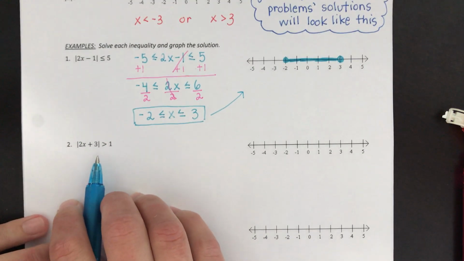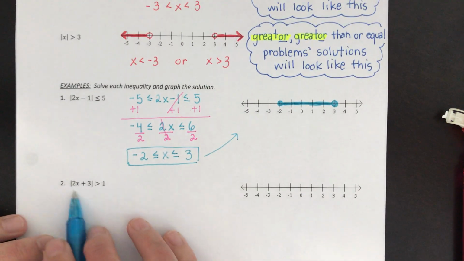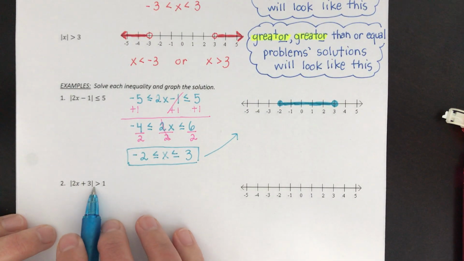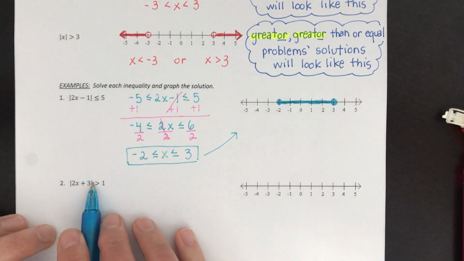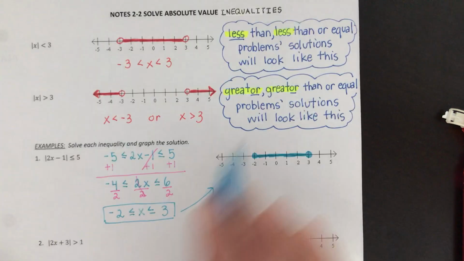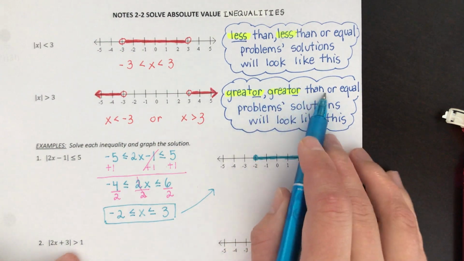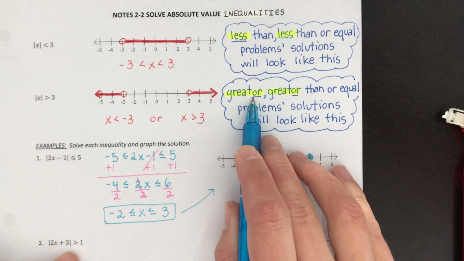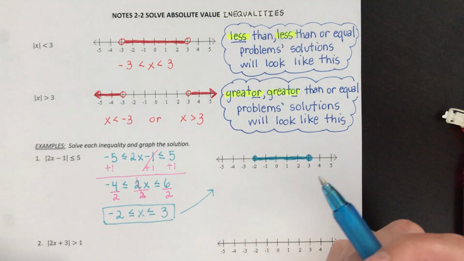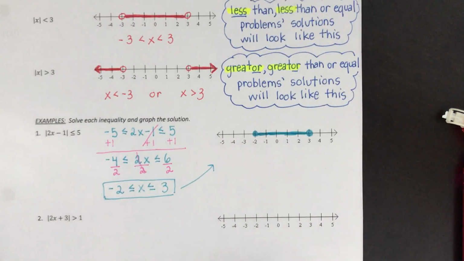Okay, so on number 2, the absolute value bars are isolated, yes. Okay, nothing in front, nothing in back. Absolute value bars are isolated, and now we have greater. Okay, not greater than or equal to, but we have greater. So that means our setup's going to be something like this. This one's a little funky, but I know y'all will get it.